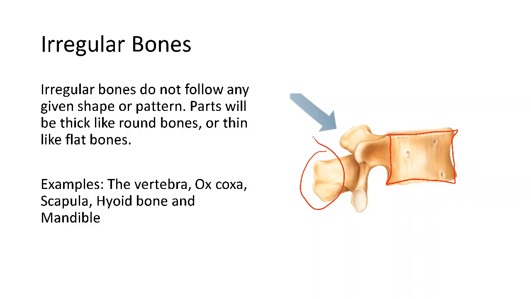This includes the vertebra, the os coxa, which are your hip bones, the scapula, which is your shoulder blade, the hyoid, and the mandible. The interesting thing about the mandible is that it does have a marrow cavity for the nerves and the arteries to get to your teeth.